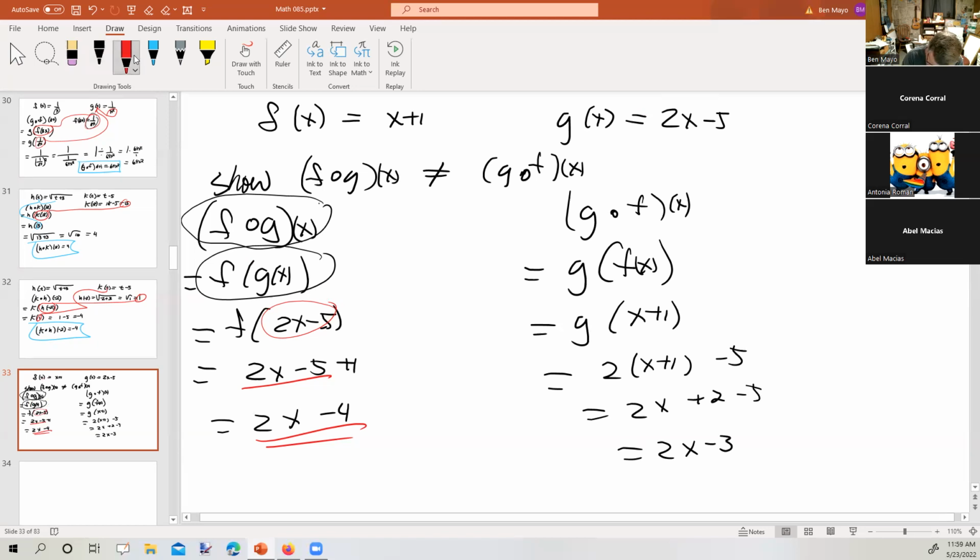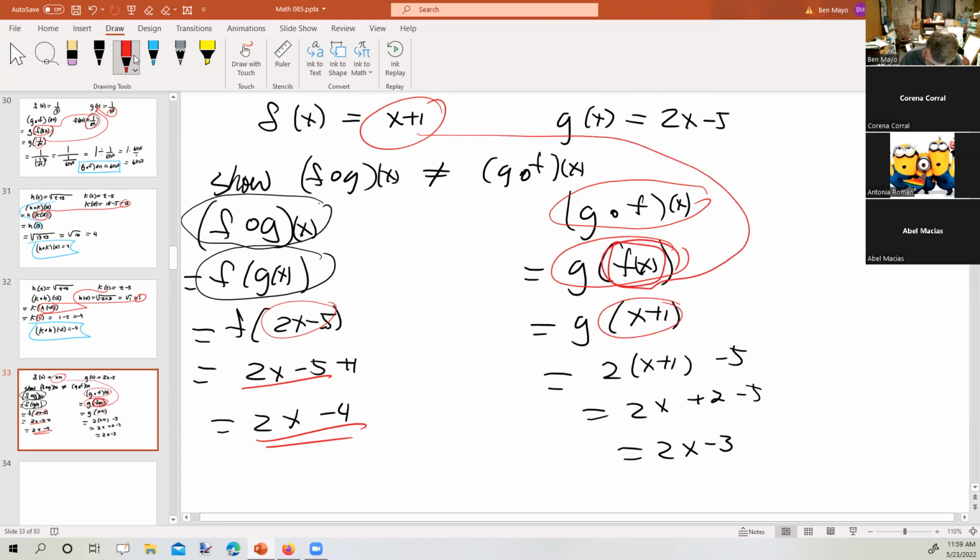And again, let's go back slower. g composed with f of x is g of f of x. But f of x is x plus 1. So that goes in the place of f of x here. Then we take g of x, but we evaluated it at x plus 1. So that goes there. 2 times x plus 1 minus 5, 2x plus 2 minus 5, 2x minus 3.